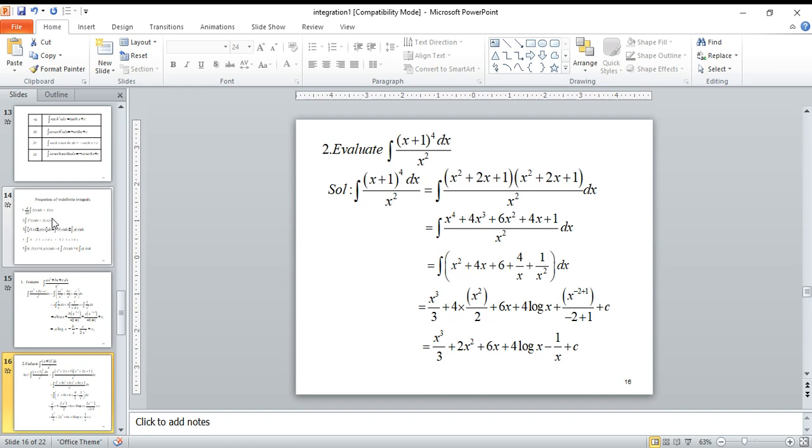Next, 2x into 1 is 2x, 2x into 1 is 2x, so 4x in total. 1 into 1 is 1. So we get 4x plus 1 by x square dx. Divide every term of the numerator by x square. x power 4 by x square is just x square. 4x cube by x square is just 4x. 6x square by x square is 6. 4x by x square is just 4 by x. 1 by x square is 1 by x square dx.